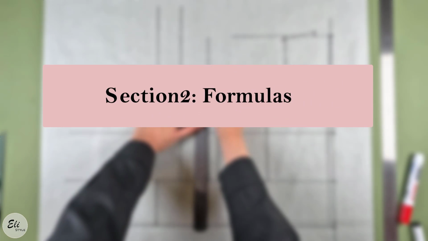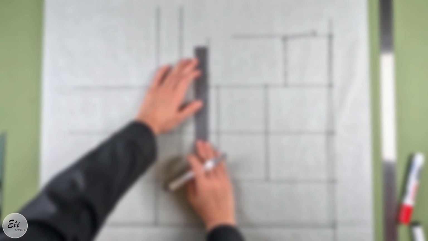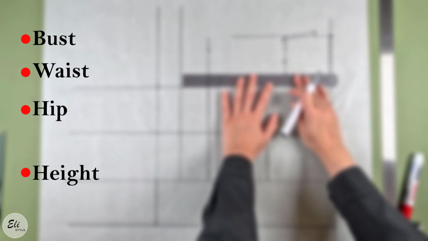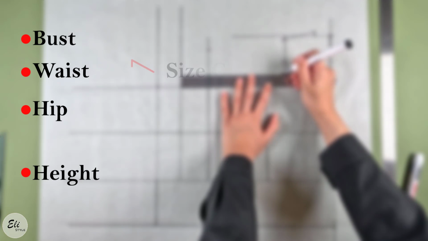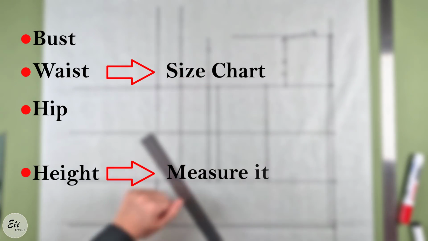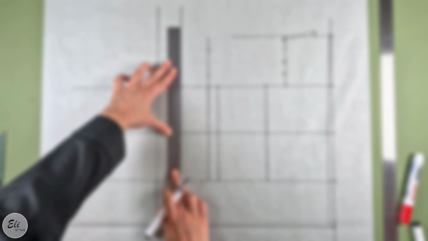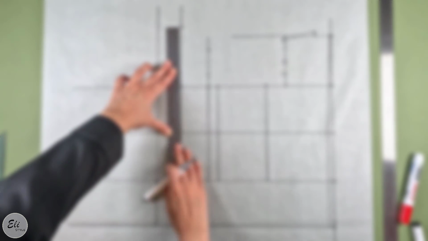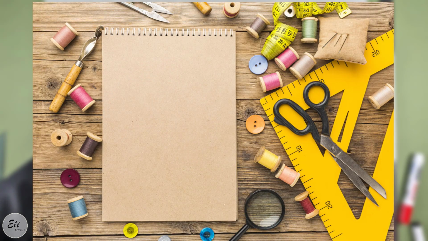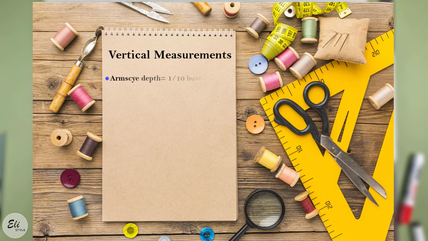Formulas. As I mentioned in the previous section, you'll need 4 measurements to start. 3 of these come from the size chart and 1 is obtained through measuring. Choose the bust, waist, and hip measurements from the chart based on your size, and take the height measurement of yourself or the person for whom you're sewing. In the Müller method, there are both vertical and horizontal measurements, and in this section, we'll go over the formulas for each. Vertical measurements. Arm side depth.